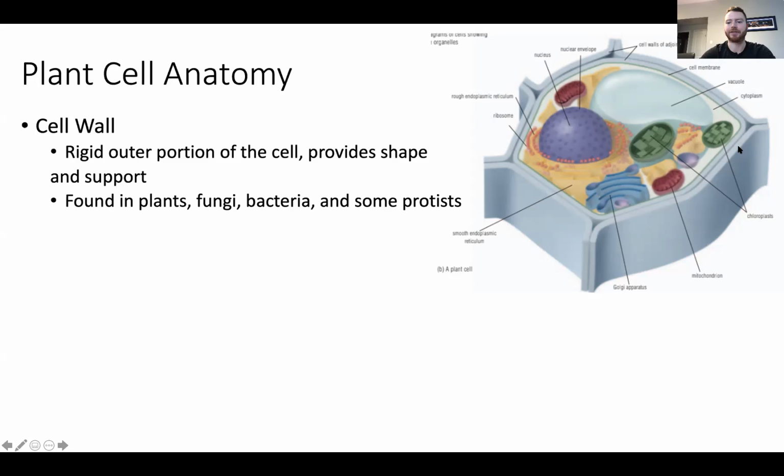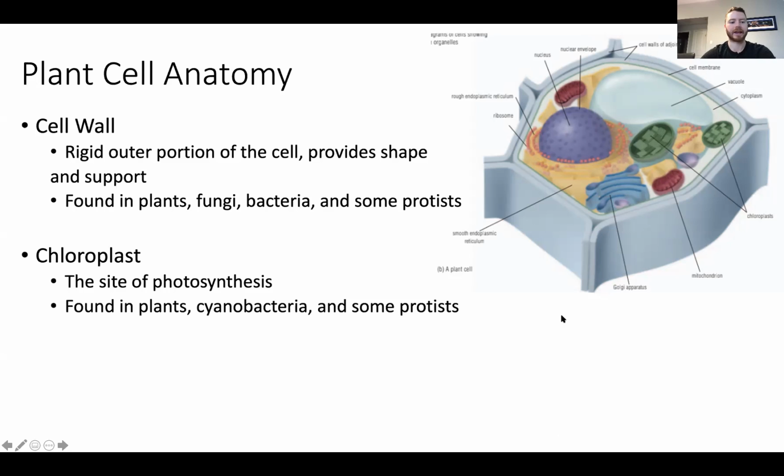And this is kind of firm and rigid, and this allows trees to grow to such big heights, because they have that cell wall, which will support the weight of the tree, of the branches and the leaves and stuff.